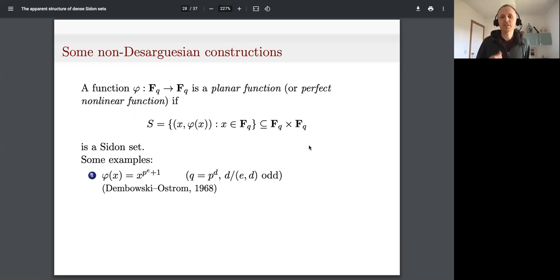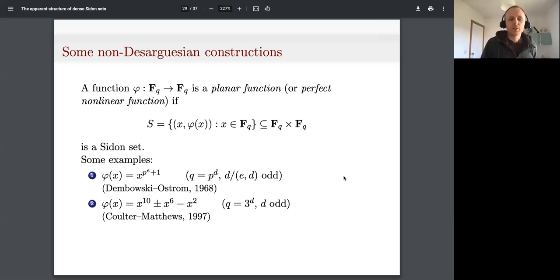But it turns out that phi does not have to be quadratic. One example is due to Dembowski and Ostrom from 1968, where, supposing q is a power of p to the d, you can look at x to the p to the e plus 1 for some other e. There's some condition that I've listed here, but this works. But you could argue that this is still basically quadratic.